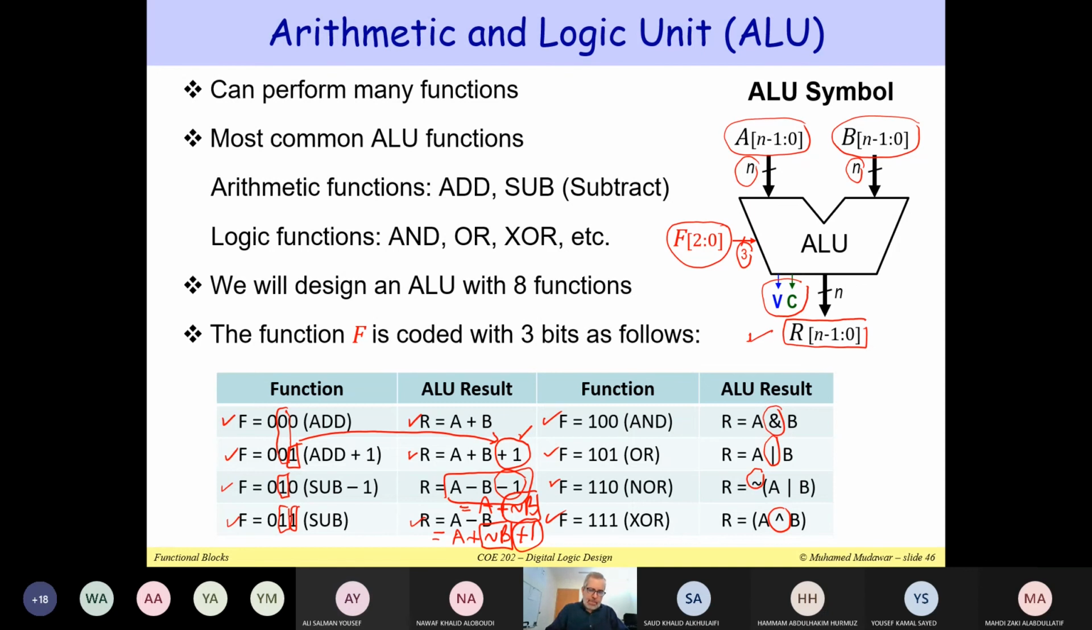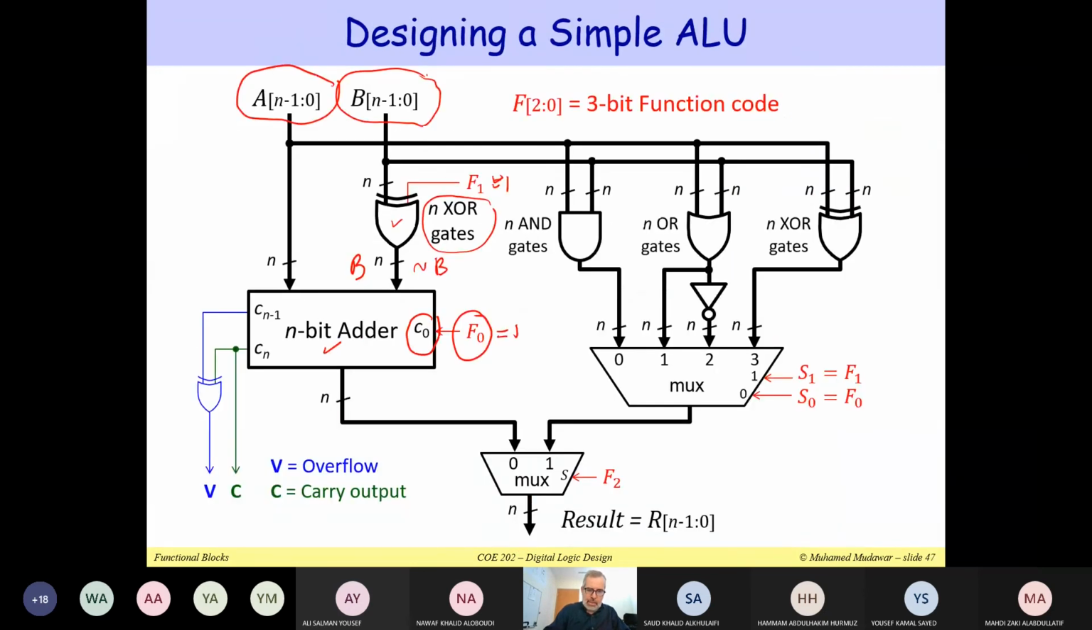In the case of A minus B minus 1, this is when F equals 0, 1, 0 here, then I just need to add A plus not B. So C0 will be equal to 0. Notice that here F0 equals 0, here F0 equals 0. So C0 will be equal to F0, equal to 0 in that case. And that one I would like to calculate A minus B minus 1 or A plus B.